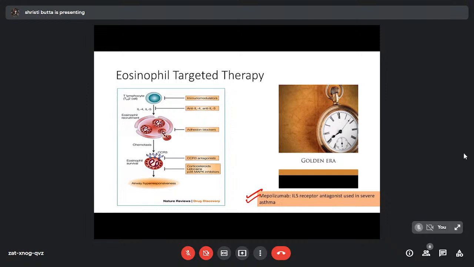So going back to your roots, right? We're all going back to our roots. We want to know about neutrophils. We don't want to know about eosinophils, because when we know our roots, we can build the foundation.